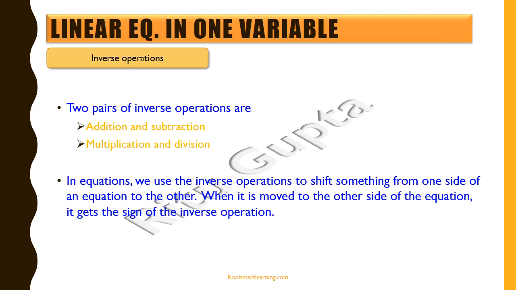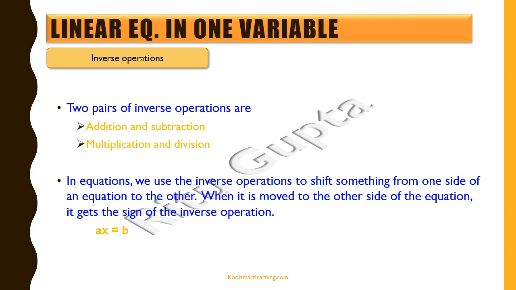Now in equations, we use the inverse operations to shift something from one side of an equation to the other. And why we say something here is it could be a number, it could be a variable, it could be a term. So when we shift something from one side of the equation to the other side, that means from the left hand side to the right hand side or from the right hand side to the left hand side, then we use the inverse operations. So when it's moved to the other side of the equation, it gets the sign of the inverse operation.